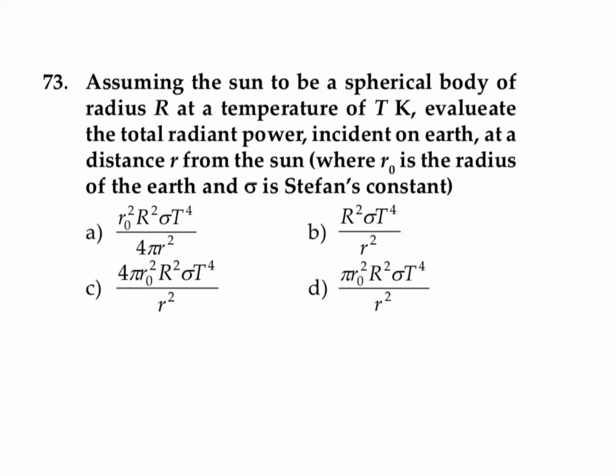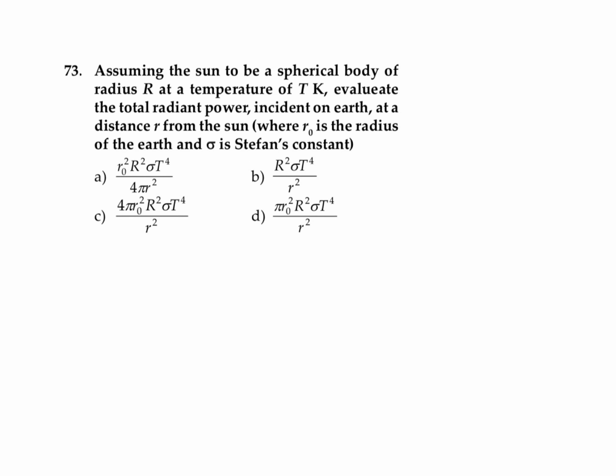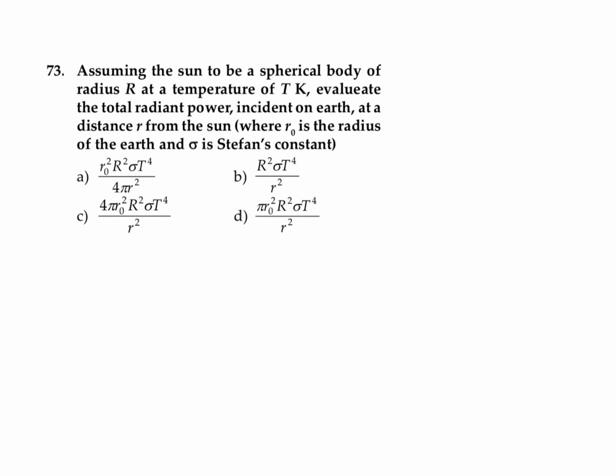In this question, it is given that, assuming the sun to be a spherical body of radius r at a temperature T, evaluate the total radiant power incident on Earth at a distance r from the sun, where r0 is the radius of Earth and sigma is the Stefan's constant. So just try to understand the meaning of this question.